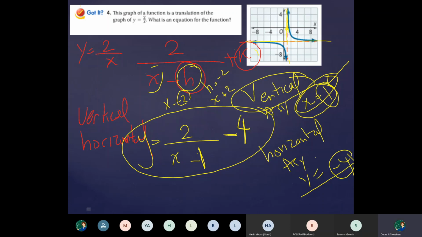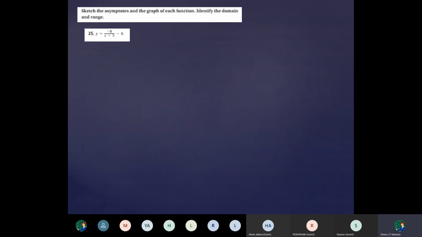Is it clear now? Yes, teacher. Okay. Now, sketch the asymptotes and the graph of each function, identify the domain and the range. Look at this one here. This is exercise 25, page 512. Now, for this one here, what about the parent function?